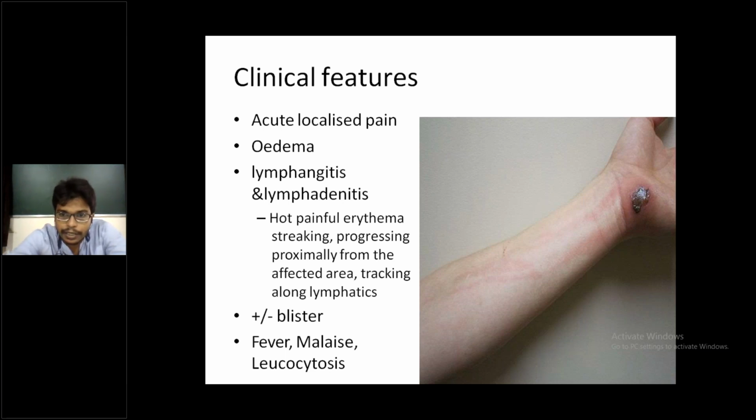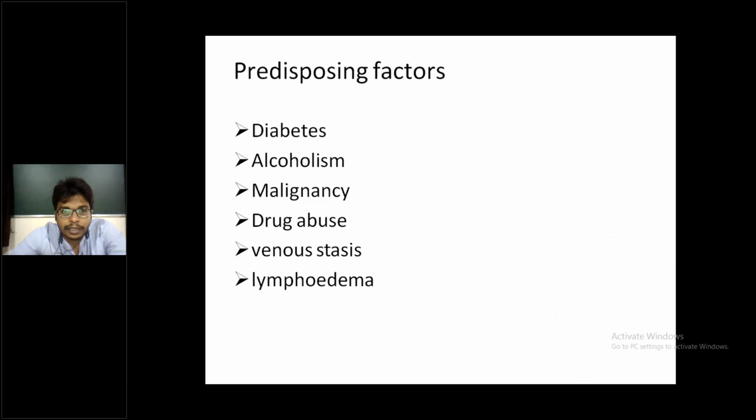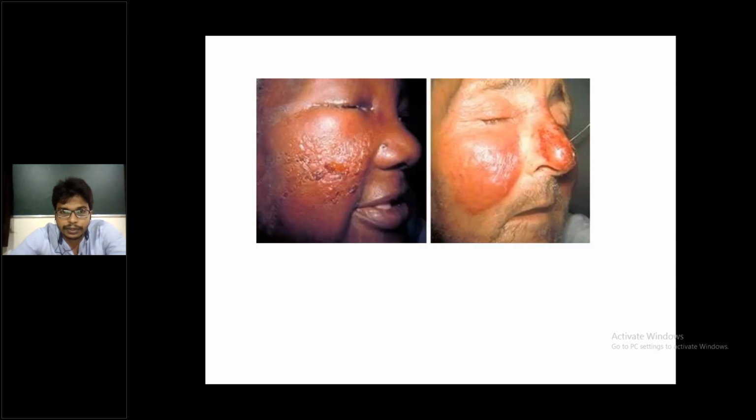See these red lines over the hand. This is nothing but lymphangitis, which accompanies the cellulitis. These are some presenting features, like redness and pain. Predisposing factors are diabetes, alcoholism, malignancy, drug abuse, venous stasis, and lymphedema. These are some examples of cellulitis infections.